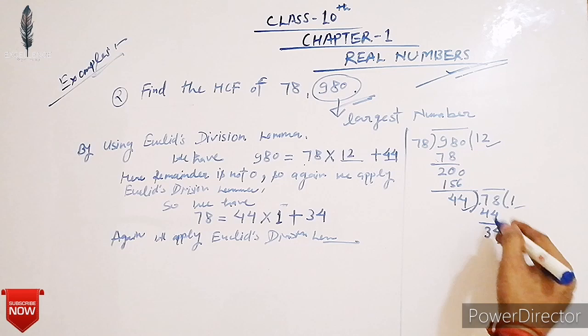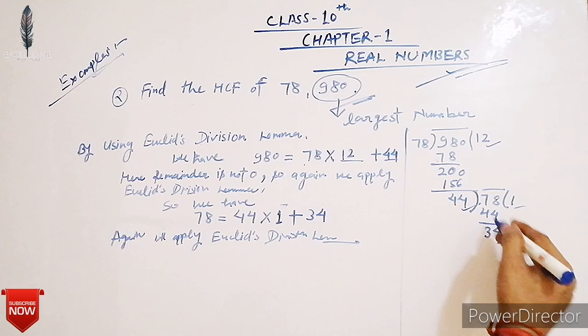So here 10 is equal to 4 into here 2, here 8, remainder 2. Here 10 is equal to 4 into quotient 2 plus remainder 2. Here again 2 is not equal to 0. So again we apply Euclid's division lemma here. So here 2 2s are 4. Here we got remainder 0.